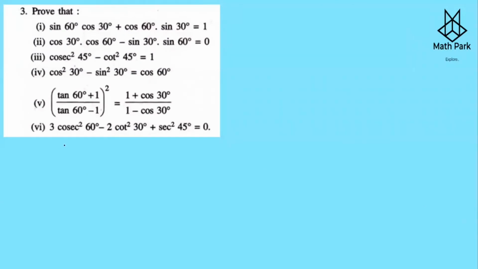Let's take LHS of question number 6. So in question number 6, we take LHS. So this is our LHS. So LHS, we take 3 cosec square 60. So cosec 60 is 2 upon root 3. So 2 upon root 3 and then the square of that, minus 2 cot square 30. Now cot 30 is again root 3. So 2 into root 3 and then the square of this, plus sec square 45. So sec 45 is root 2. So root 2 and then the square of this.